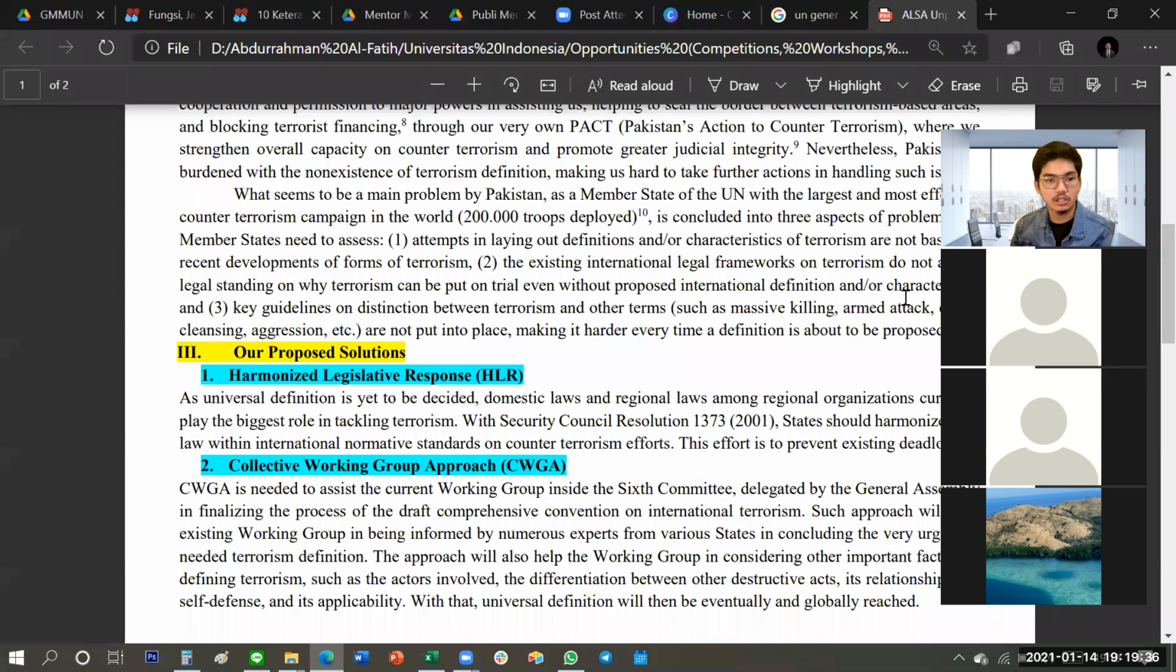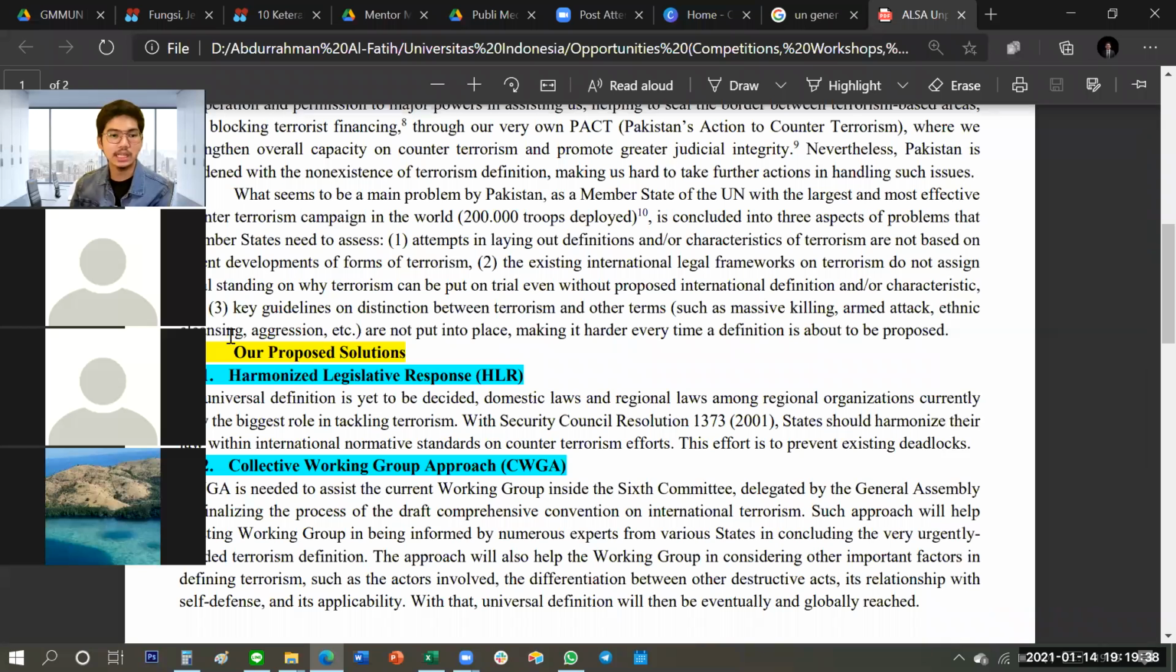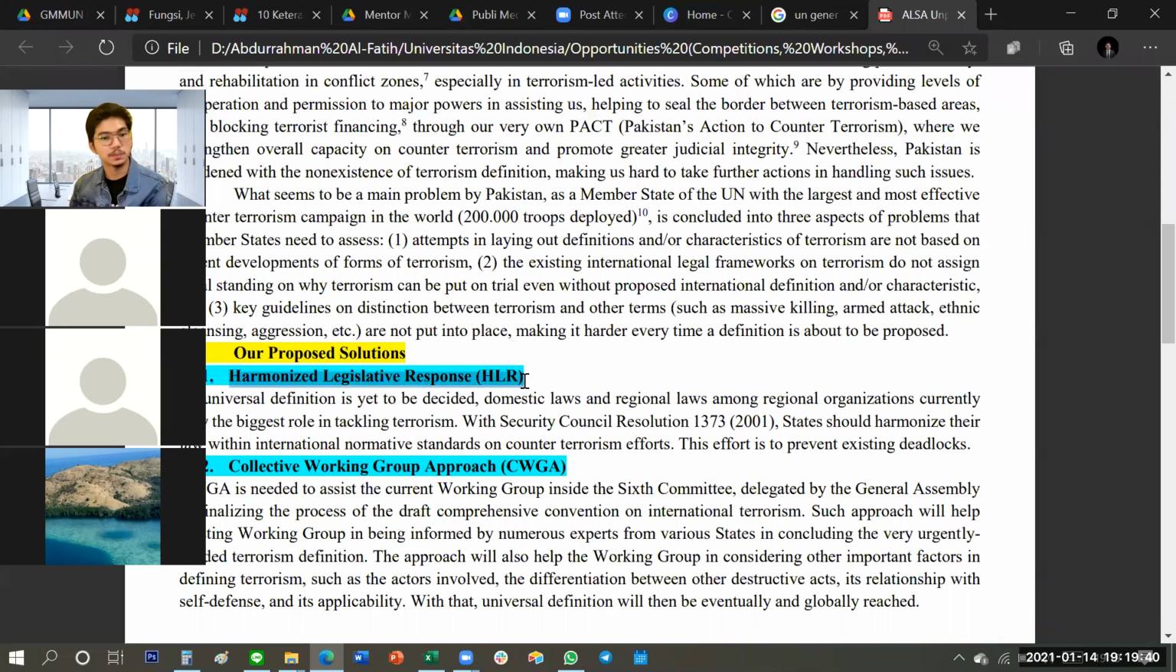In this case, I talked about two solutions: to harmonize the legislative response in a collective way, and also to have a collective working group approach, or CWGA. If you see my position paper, it is actually too simple and not comprehensive enough to cover all of the important aspects.